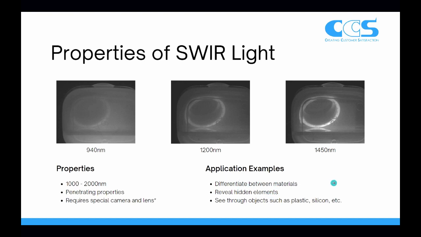Applications that we have for this are to differentiate between materials. Sometimes it'll make one material appear dark, another one appear light, even though to the visible eye and to visible wavelengths or IR light even, they appear the same. They'll be different with SWIR. It can reveal hidden elements like water in rice, moisture levels. You can see through objects like plastic, silicone that other wavelengths aren't able to penetrate.